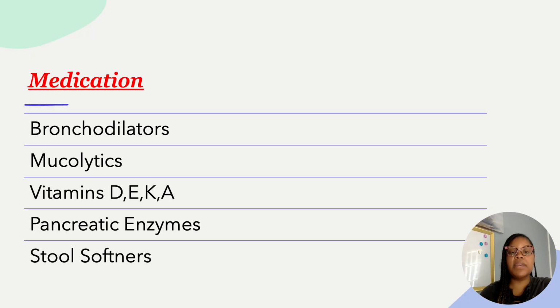So this is a list of medications that you can expect for the provider to order. Bronchodilators to dilate the bronchioles so airflow is able to come through. You have your mucolytics to break up the mucus. You have your vitamins, D, E, K, A. You have your pancreatic enzymes, and you also have stool softeners. So these are some medicines that you should expect them to order.